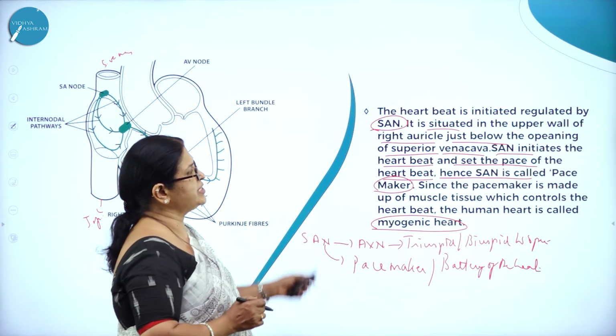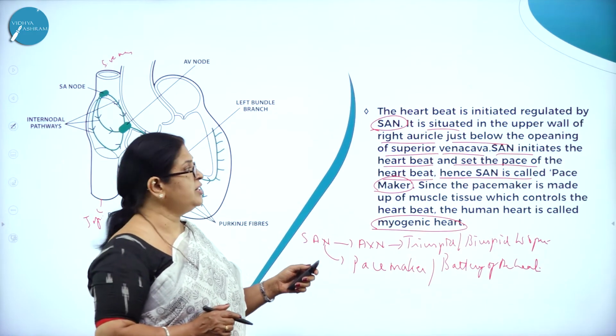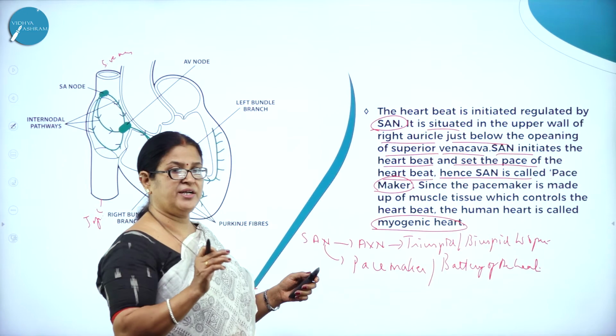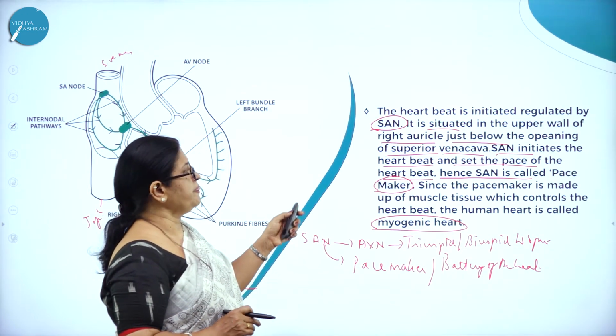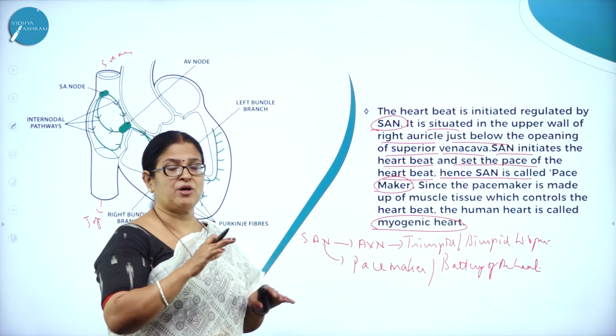So the heartbeat is initiated or regulated by SAN, the sinoatrial node, which is nothing but a muscular tissue found in the right side of the heart near the superior vena cava. SAN initiates the heartbeat and sets the pace. Pace means rhythmic contraction and relaxation.